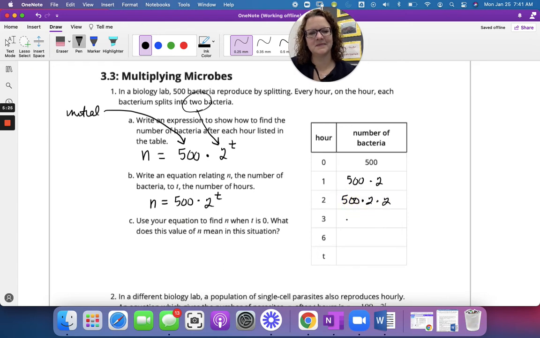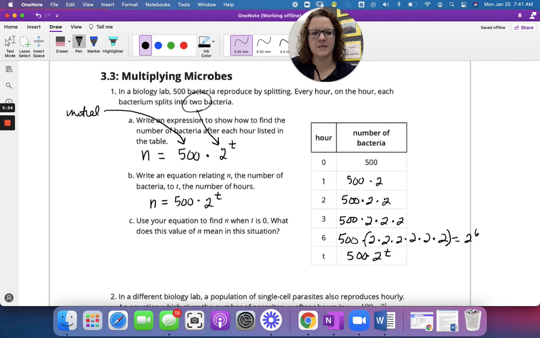Okay, I was not reading it correctly. Right? Now I need 6 2's, or 500 times 2 to the t. So this would be the same as 2 to the 6th.